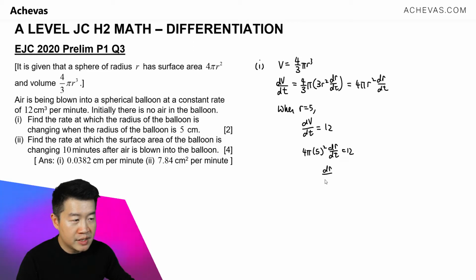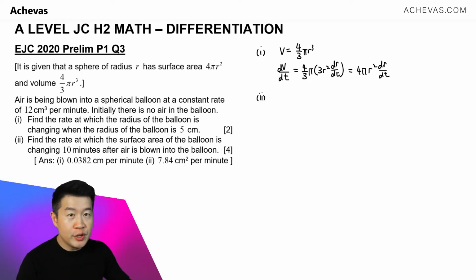And now we can work out dr/dt to 3 significant figures. It is 0.0382. For part 2, we do need a bit of strategic thinking, but regardless, we will still need to have an equation that involves the rate of change of the surface area of this balloon.